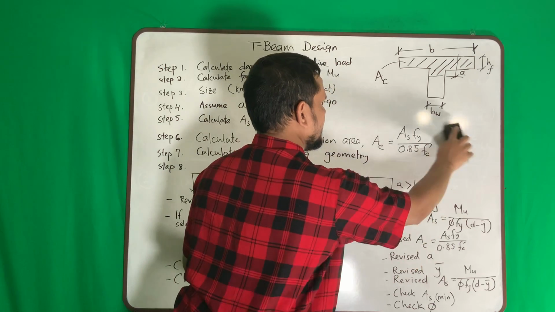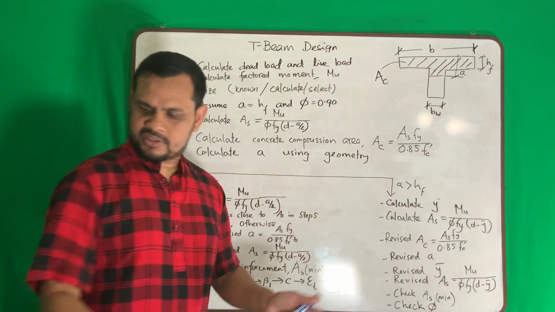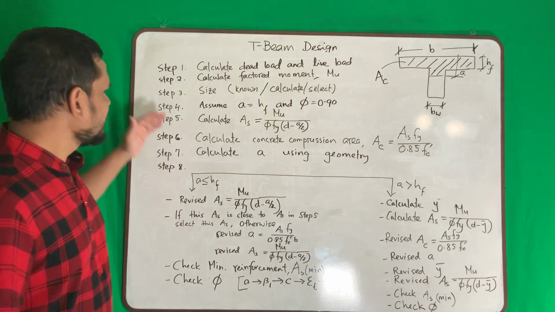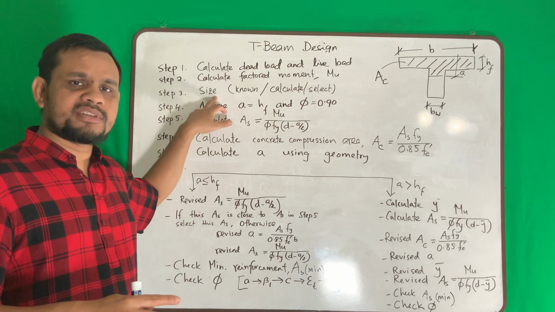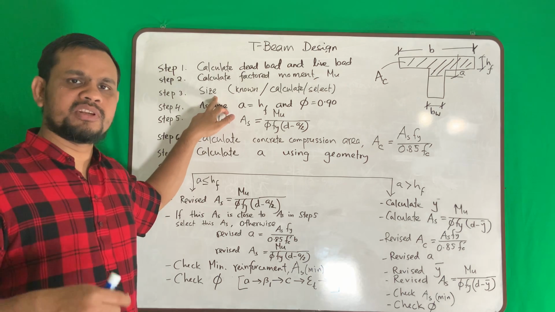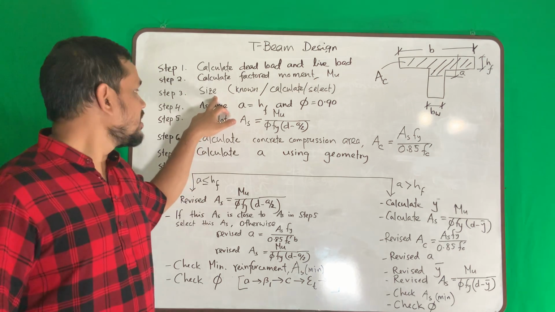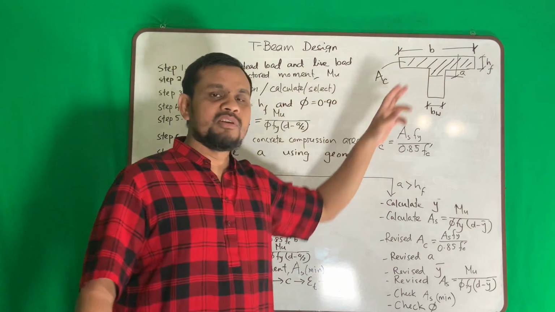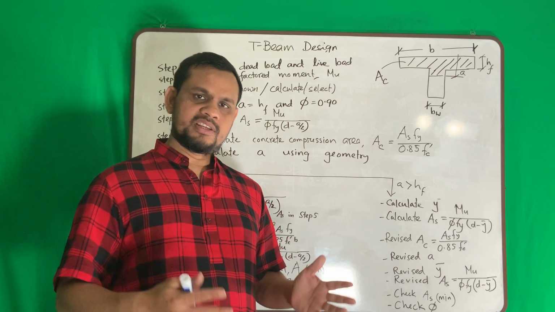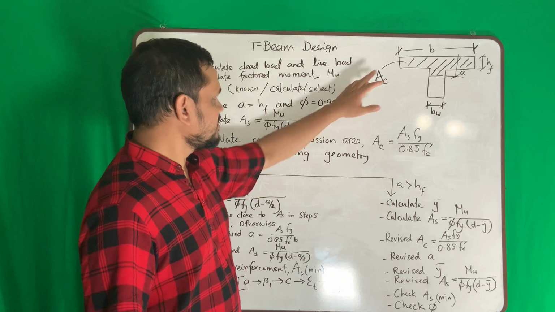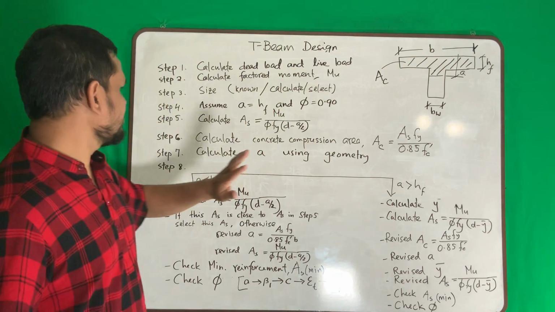I am trying to make this video as clean as possible because there are so many things. So, size: again, most of the sizes will be known. If it is not known, you can select. But for B, you need to calculate based on the ACI recommendation. It is in your book. You can read and select your B or calculate your B.